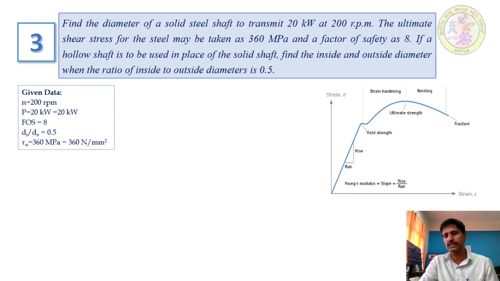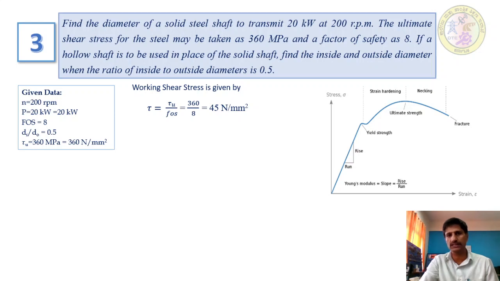If you assume sigma u, that is the ultimate stress, it will be in the plastic zone, so there will be more chances of failure if you use the ultimate stress for the calculation. That's why we are going to use the working stresses. So now what I am going to do is divide the ultimate stress by the factor of safety, and that will give you the working stress.